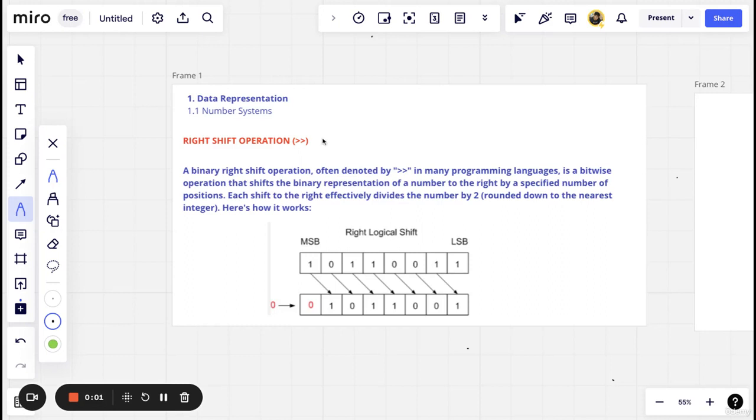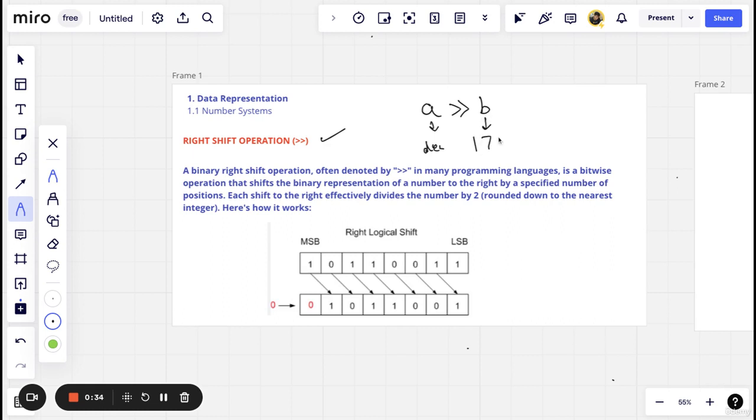Let us start with the topic right shift operation. It is similar to left shift operation, and in this operation, what do we do? Let us say we have a decimal number A. We are right shifting the bits of this decimal number by B. So this A is the decimal number, and B is, let's say, 1, 2, 3, any number, also a decimal number. We will shift the bits of this A, B number of times.